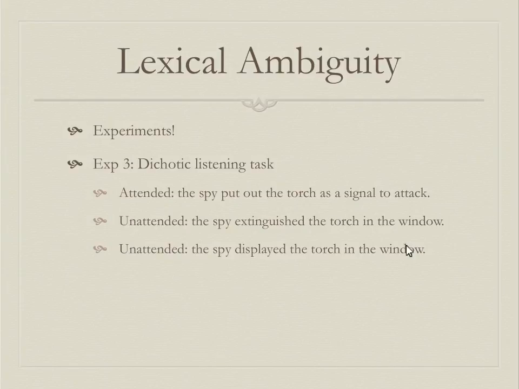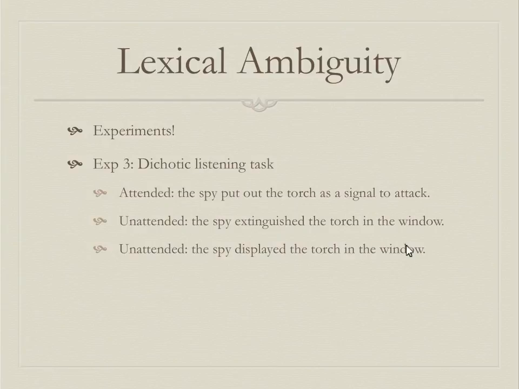So in the attended ear, we say, "the spy put out the torch as a signal to attack." In the unattended ear, we heard, "the spy extinguished the torch in the window," or "the spy displayed the torch in the window." Okay? So "put out the torch" could literally mean put it out, like de-lit it, so to speak, or it could mean put it out like I set it out so people could see it. People are trying to discern which meaning is correct.